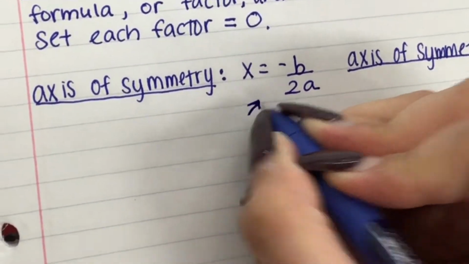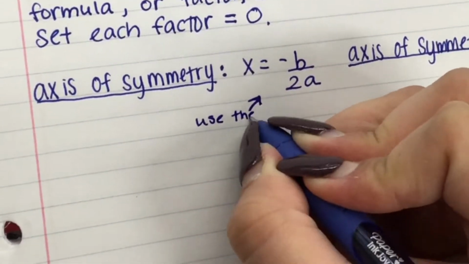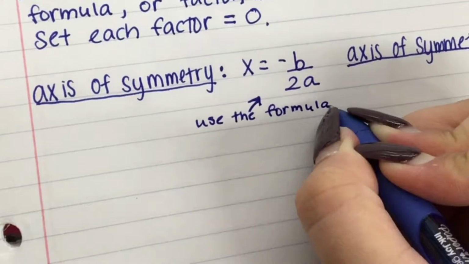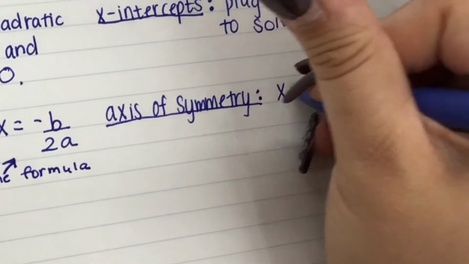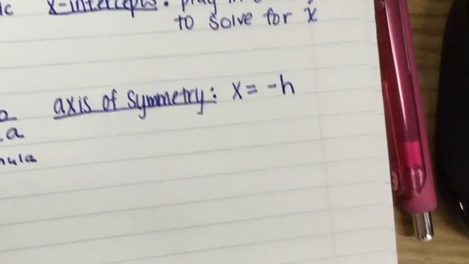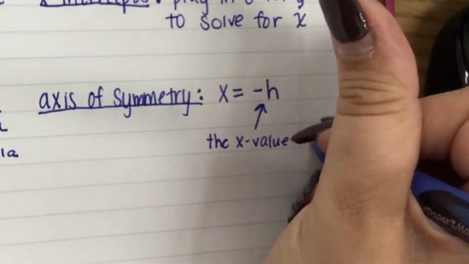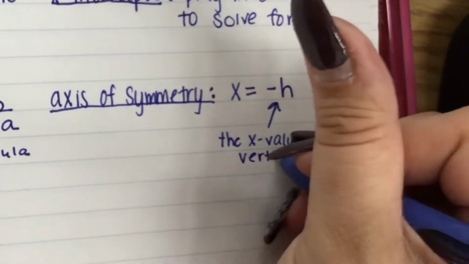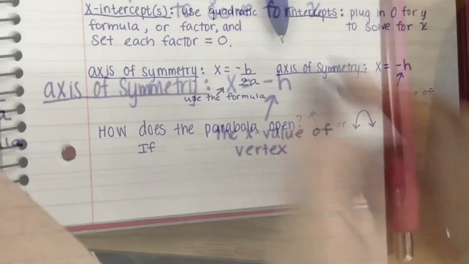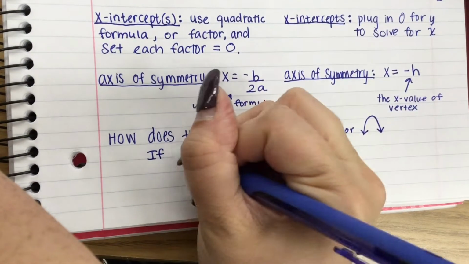Your axis of symmetry, when you're looking at standard form, you're using that same x equals negative b over 2a as you do to find the vertex. So really you can just remember that your axis of symmetry is x equals the x value of the vertex. You can use this trick for both forms, standard form and vertex form.